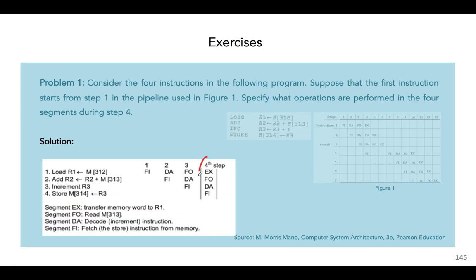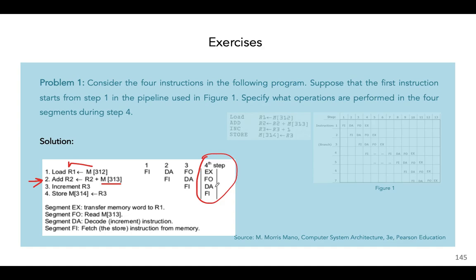So what we can see from this, what's happening in the fourth step? The first instruction is being executed. That means the memory word is transferred into R1, right? This memory word is loaded into R1. The second instruction is in the operand fetch phase, which means this memory word is being read, right?